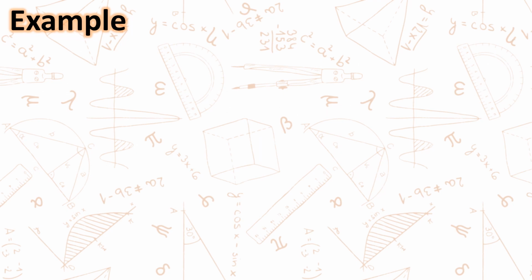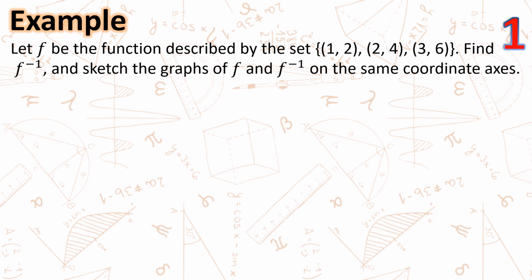Let us have example number 1. Let f be the function described by the set of ordered pairs (1, 2), (2, 4), (3, 6). Find inverse of f and sketch the graphs of f and inverse of f on the same coordinate axis. So we follow the definition in our solution to this problem.